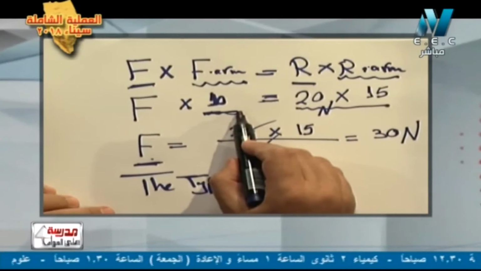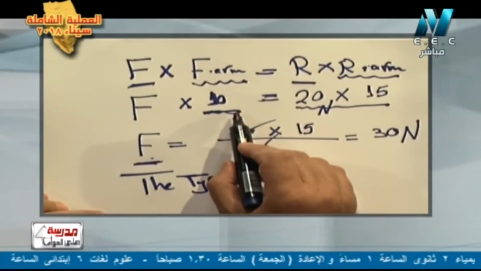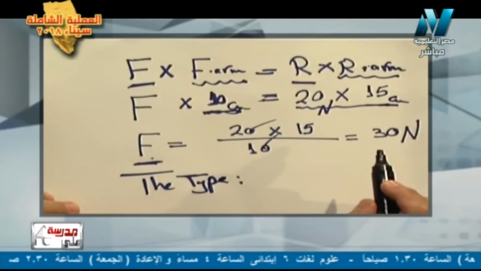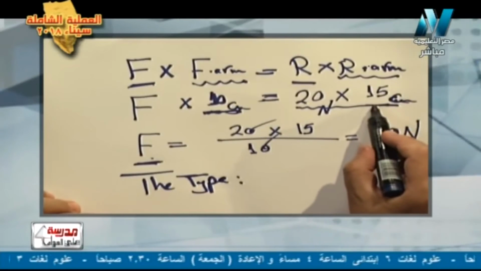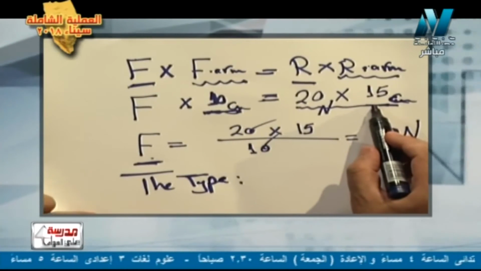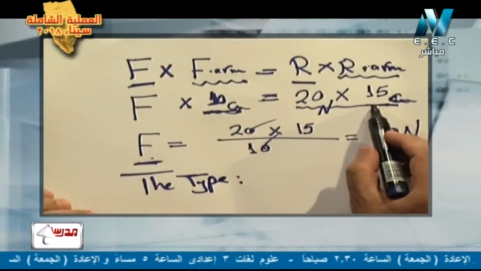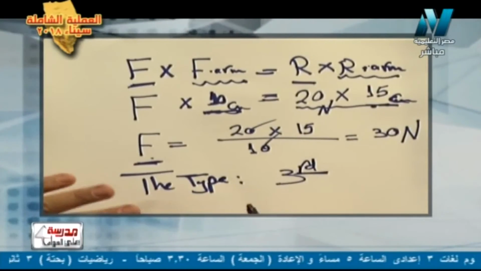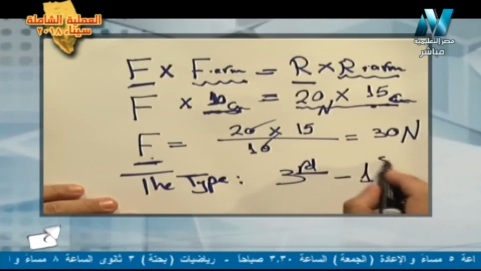Effort force arm was 10 centimeter and the resistance arm was 15 centimeter. So which one is longer? So the resistance arm is longer than the effort force arm. So this will be the third type. Again, this will be third type or sometimes maybe first type.